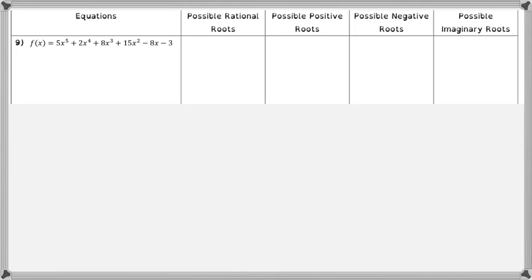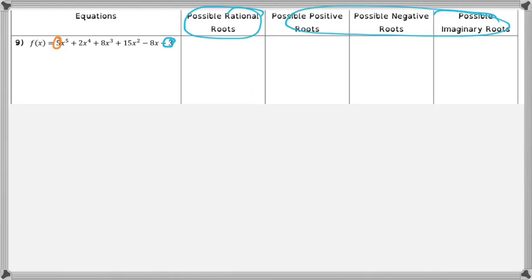This next bit is going into what we've been doing last week, and we're going to be talking about what are your possible rational roots, possible positive. These are the ones that are dealing with Descartes' rule of signs. This is just dealing with the rational root theorem. I'm going to start with the rational root theorem. So to do that, we need our constant and our leading coefficient.